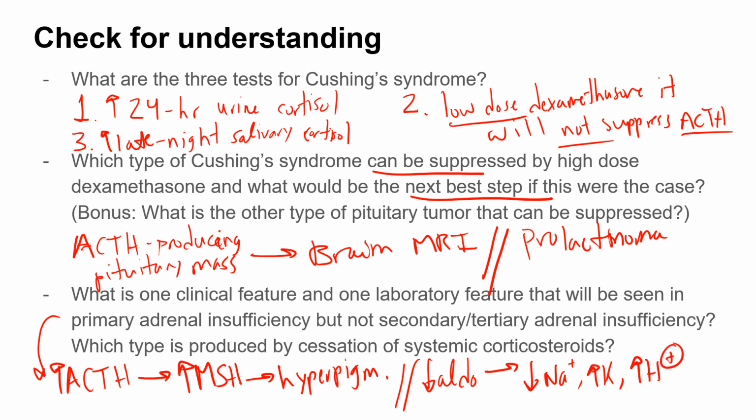And then just to answer this last question, when you stop systemic steroids, you'll develop a secondary or tertiary adrenal insufficiency because those systemic steroids over a long period of time led to atrophy of the pituitary gland, low ACTH production, secondary or tertiary adrenal insufficiency.